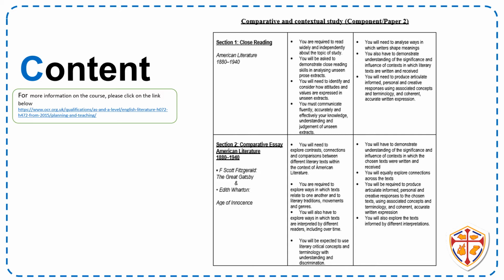As for the comparative essay of American literature, where students will study Age of Innocence and The Great Gatsby, students will also be expected to explore contrasts, connections and comparisons between different literary texts within the context of American literature. They'll be required to explore ways in which texts relate to one another and to literary traditions, movements and genres.